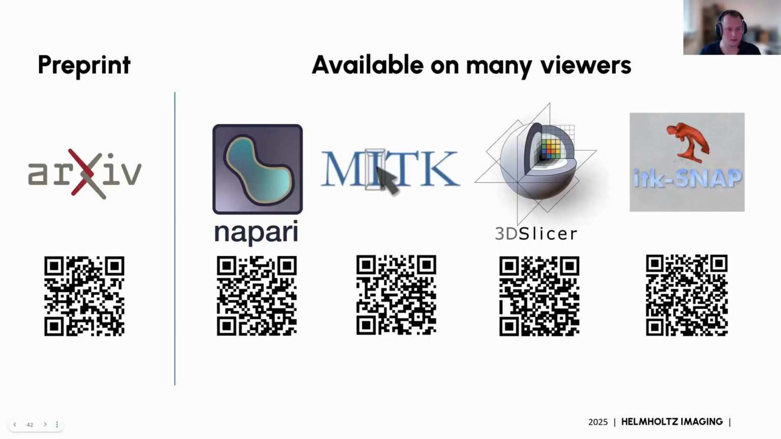Let me continue. So nnInteractive has been included in several user-friendly tools. The list is incomplete, I must confess. There have been some more in the meantime. You can find them on the nnInteractive GitHub repository. But I think the most well-known ones are covered here, which is Napari, MITK, 3D Slicer, and ITK Snap. So nnInteractive is available for you to use in any of these tools in a way that is user-friendly and fast. There are some differences in the implementation side.